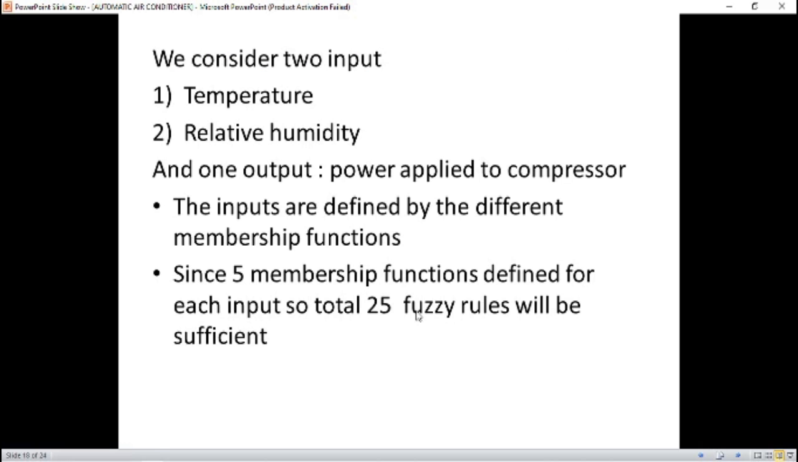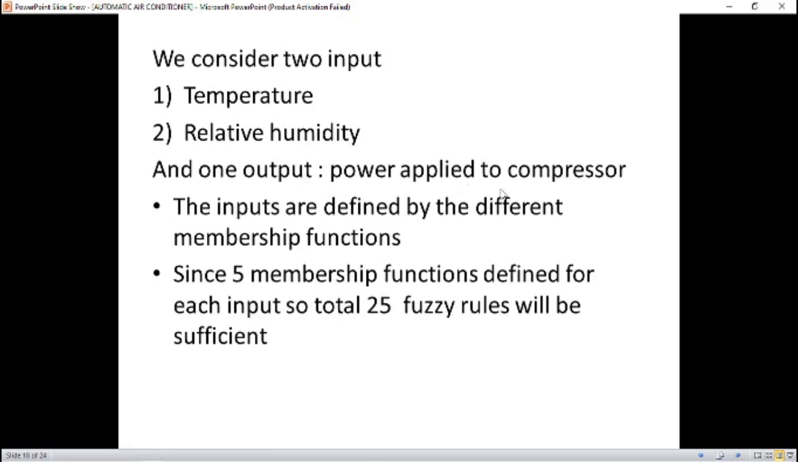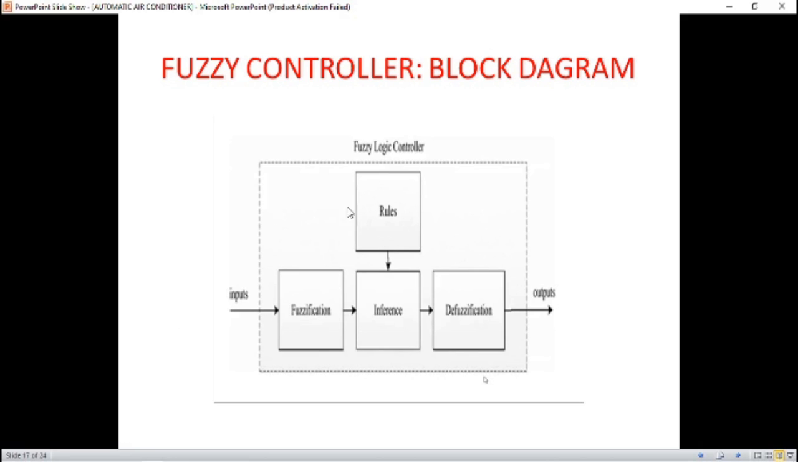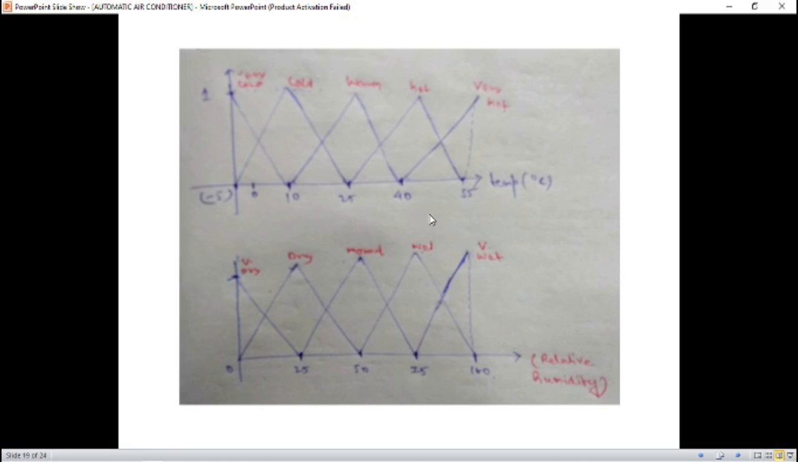Now let's come to an example. Let's suppose we are going to control the temperature as well as the relative humidity of an air conditioner. So in our fuzzy logic based controller there will be two inputs, temperature and relative humidity, and the output will be power applied to the compressor. Then we will set some rules, and corresponding to the rules the controller will take different inferences. I'm coming to that thing, but before that we need to explain this.